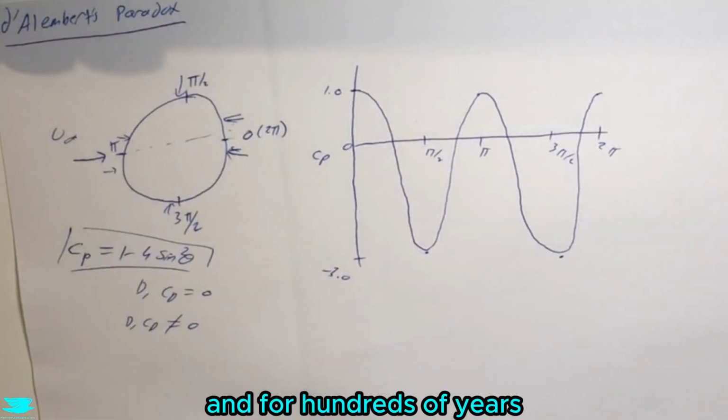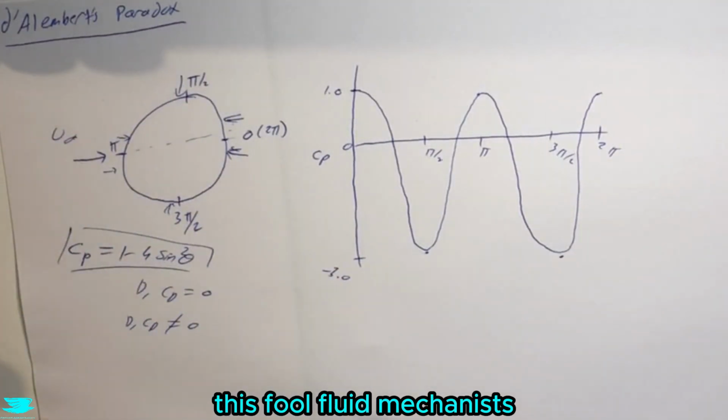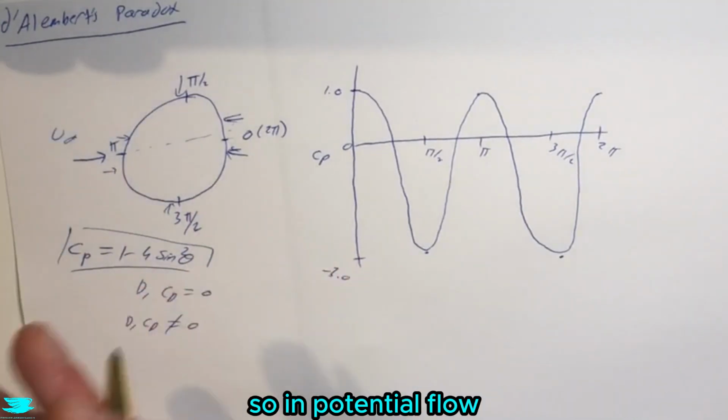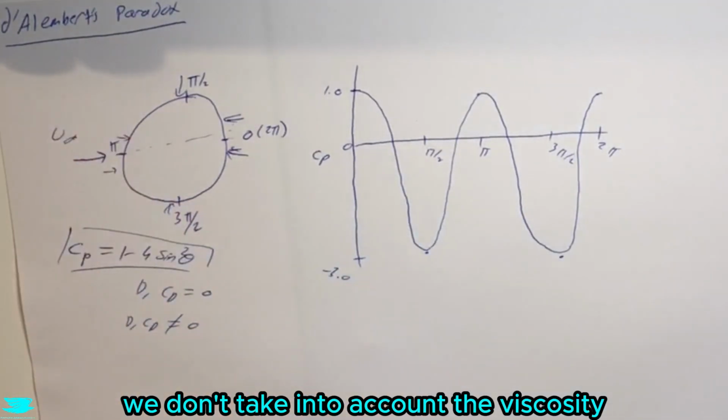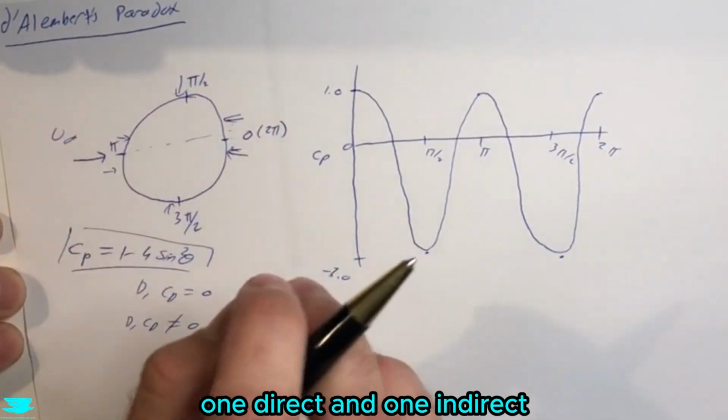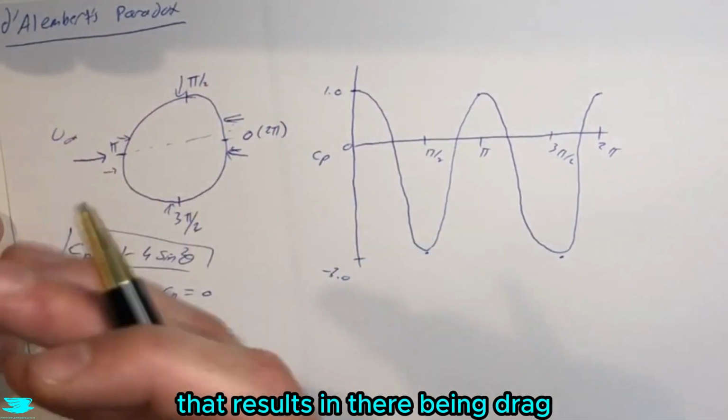And for hundreds of years, this fooled fluid mechanists, and they didn't really understand what was going on. But we now know that this is due to viscous effects. So in potential flow, we don't take into account viscosity, and viscosity rears its head in two main ways, one direct and one indirect, that results in there being drag.